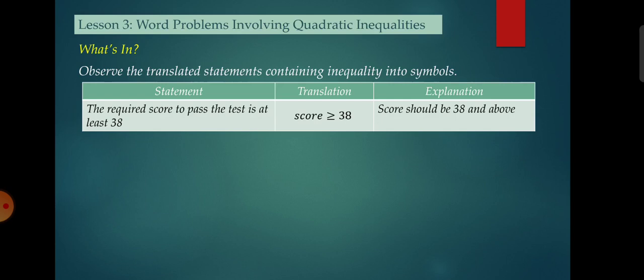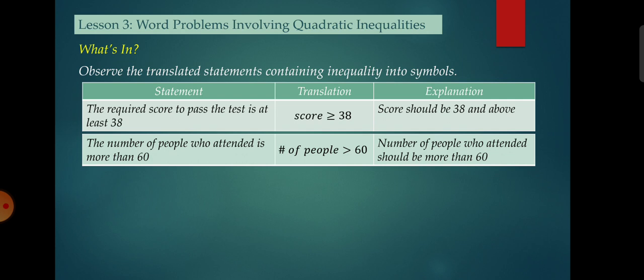So, sa Bisaya pa, ang pinakagamay niyang score dapat kuhaon para mapasar should be 38. Dili po di 37 below. Next statement. The number of people who attended is more than 60. Translation, number of people is greater than 60. Explanation, the number of people who attended should be more than 60. So, ang sabi mga number nga dako pa sa 60. 61, 62, 63. Way labot ang 60.